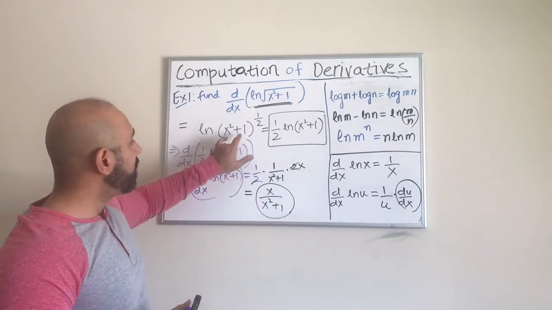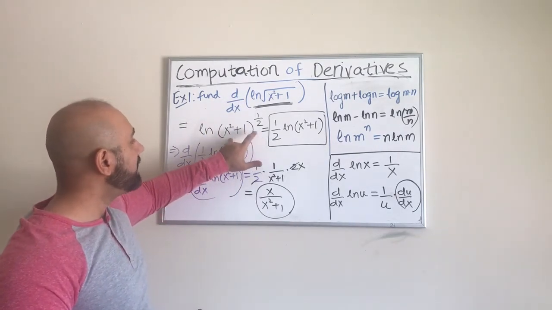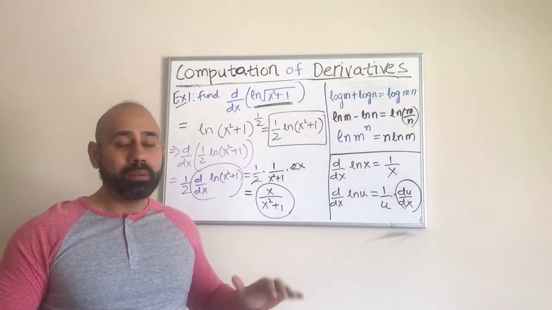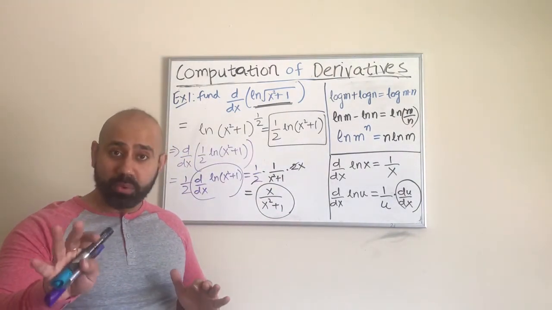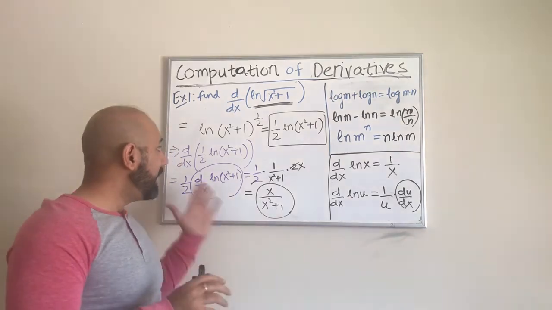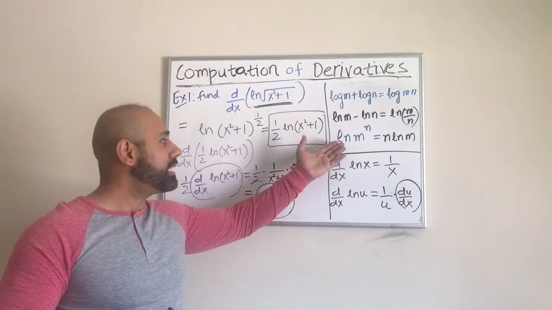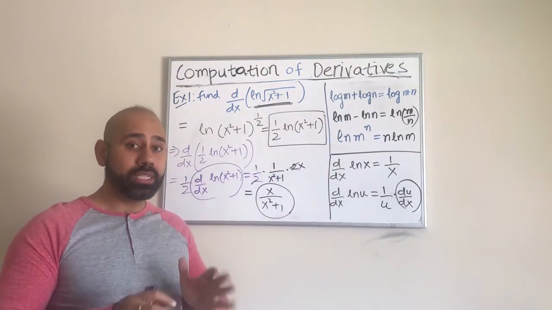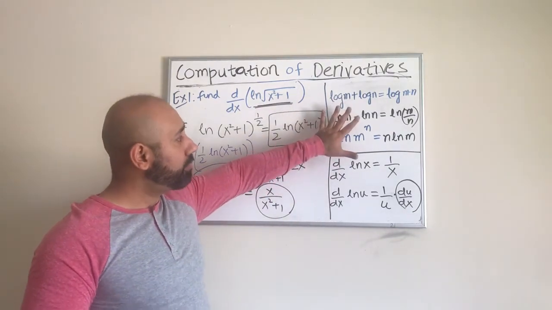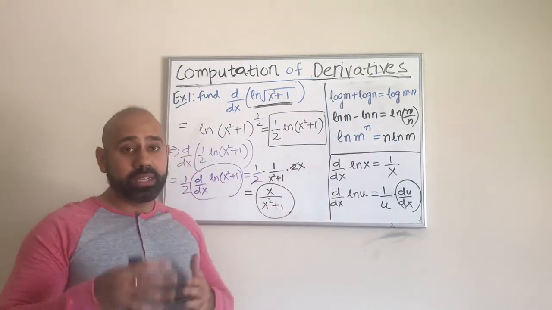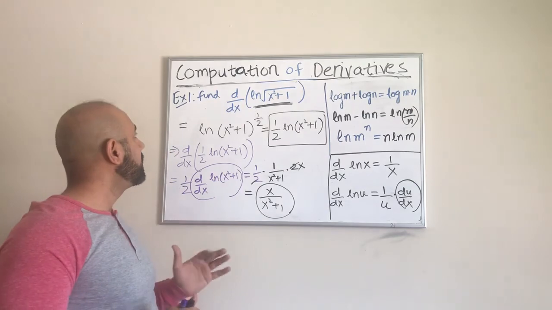Now, if we don't simplify this using the properties, then we could still use the idea of the chain rule, but it would be a little more complicated. If you want, you can try it and see that it's going to be more complicated if you don't use one of the properties. In this case, we just have to use the power property. So please make sure that you use the properties before you start applying the rules for finding the derivatives. Okay, so this is the first example.